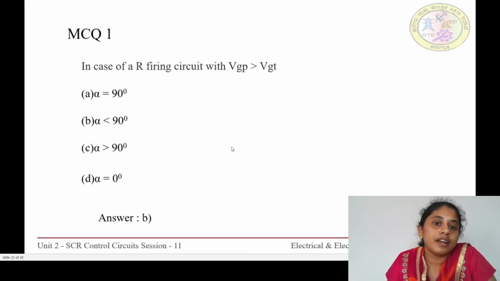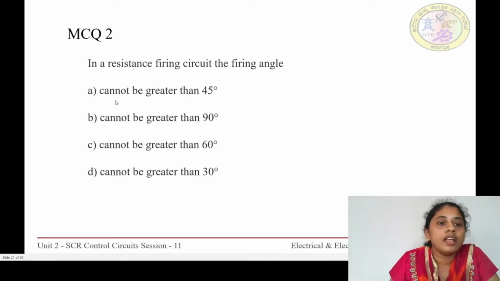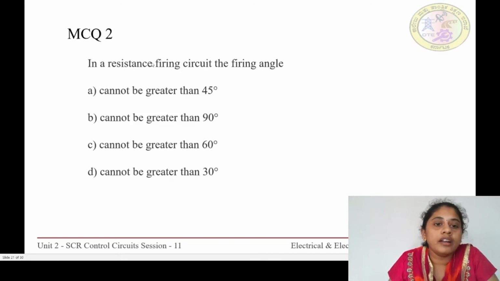We know that in the R firing circuit, the firing angle cannot go beyond 90 degree. So obviously the answer is alpha less than 90 degree. Next question: in an R resistance firing circuit, the firing angle cannot be greater than 90 degree. Yes, and this answer I already told in the first multiple choice question itself. So the answer is B.